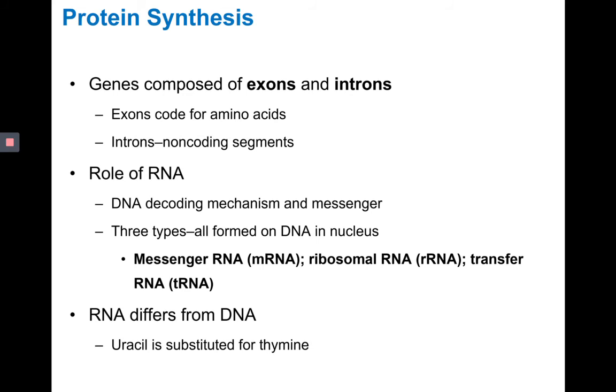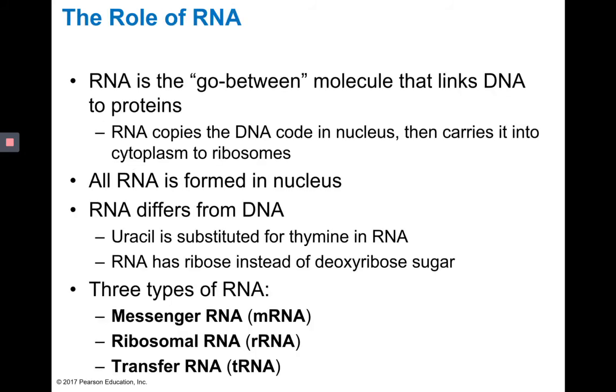You also have ribosomal RNA made in the nucleolus of the nucleus. That's going to help build the ribosome. And then transfer RNA is going to bring amino acids to the ribosome once we're reading mRNA. Now, RNA differs from DNA again. Uracil is going to be substituted for thymine, and RNA is single-stranded, whereas DNA is double-stranded. Again, RNA is the intermediary, so it's going to link DNA to proteins. So that's why we're seeing it in that central dogma of molecular biology. We're seeing it between DNA and protein in that flowchart.